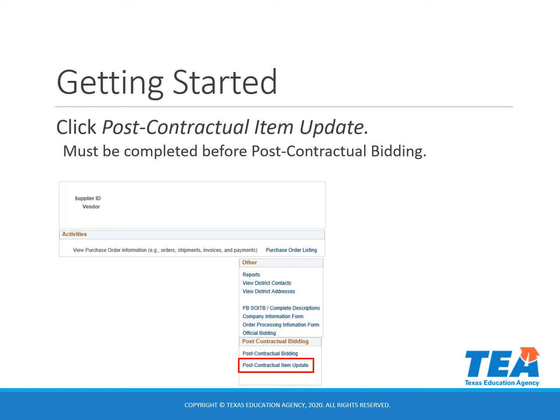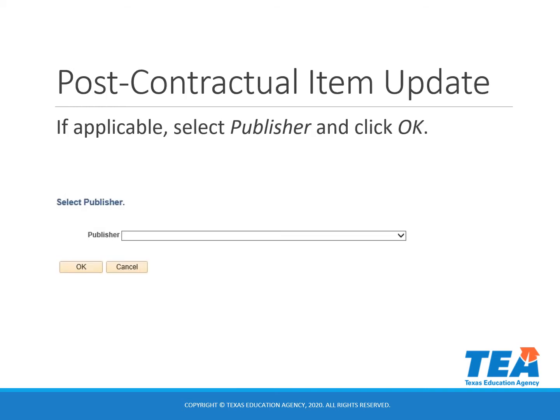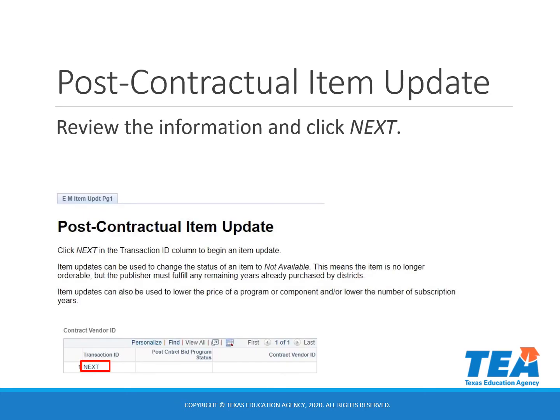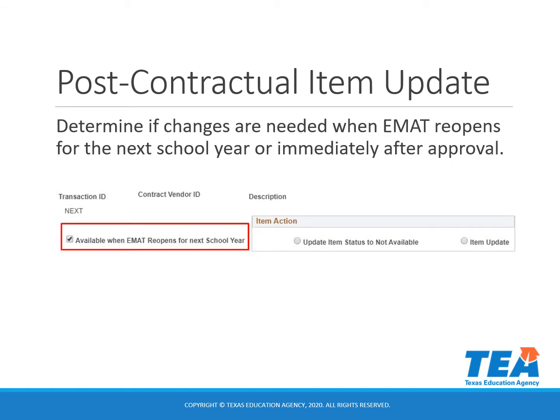To get started, you will click the Post-Contractual Item Update link on your EMAT Start page. You will want to complete any item updates prior to submitting new post-contractual bids. If applicable, you will select the publisher from the drop-down menu and click OK. You will need to review the information at the top of the page in EMAT and click Next. On the next page, there will be additional instructions at the top of the page. Please review those carefully first.